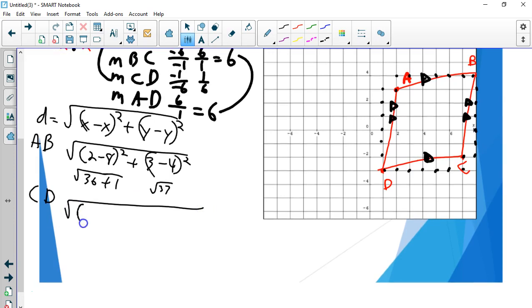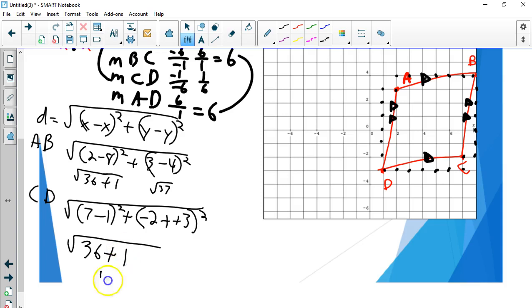So for CD, it'd be 7 minus 1 squared plus, careful here, negative 2 minus a negative 3 squared. At this point, it's plus. So 7 minus 1 is 6. Squared is 36. Looking good. 3 minus 2 is 1. Squared is 1. I have the square root of 37. I'm good to go. So what I've just proven now is that AB and CD are congruent.